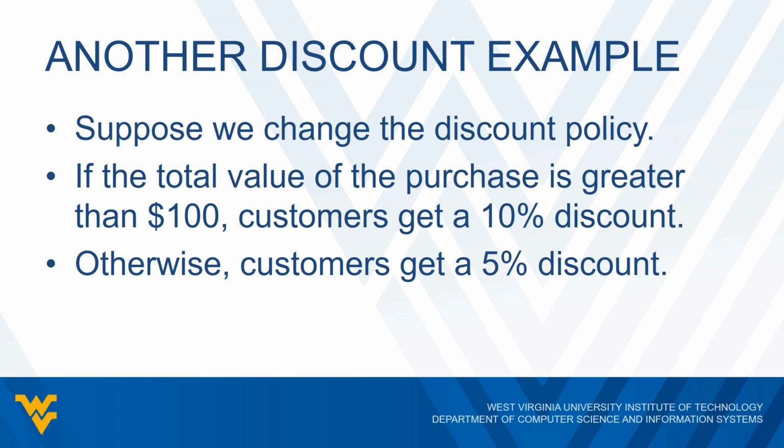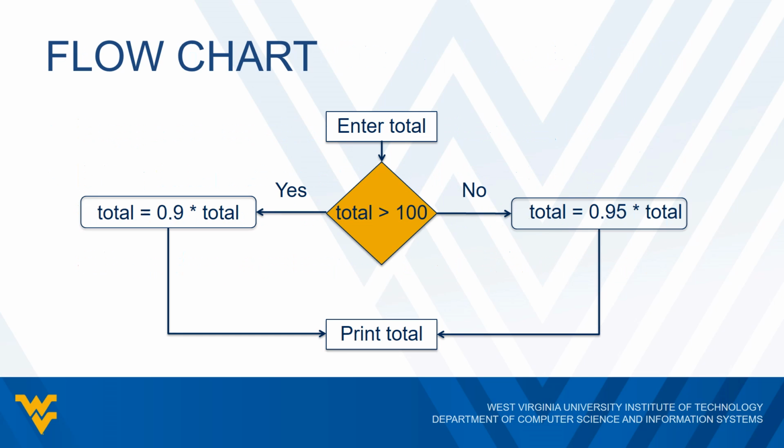Now, if it's not the case, so if you make a purchase that is less than or equal to $100, you get a 5% discount. I like this policy. You get a discount no matter what. But here we're just saying if you make a purchase greater than $100, you get a 10% discount. Otherwise, you get a 5% discount.